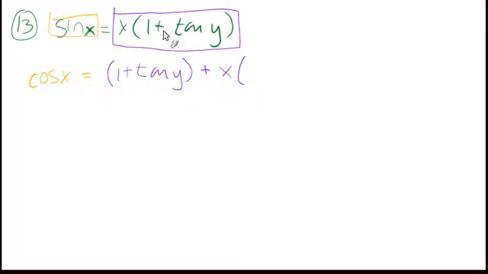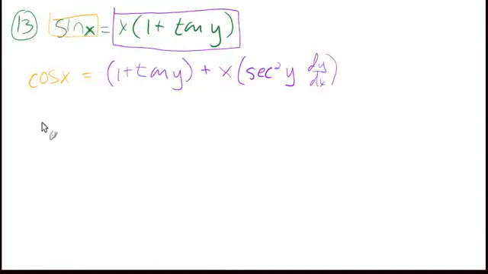The derivative of 1 is 0, plus the derivative of the tangent of something is the secant squared of that something. Remember that from the last section, the chain rule. Times the derivative of the inside function, the inside function being y. So we've got dy/dx.